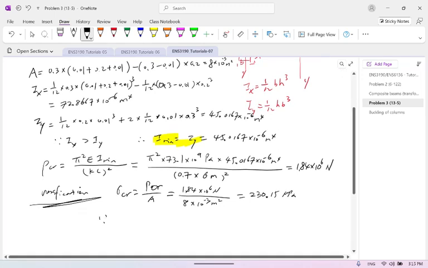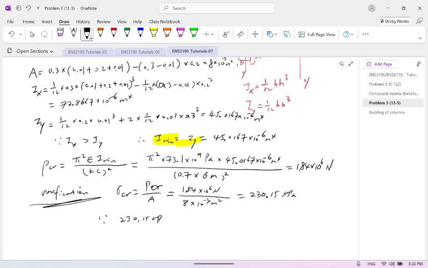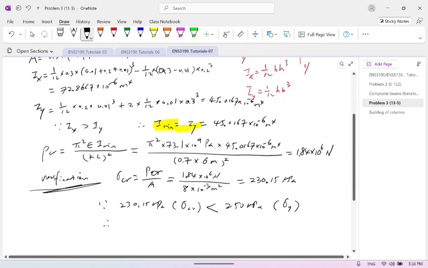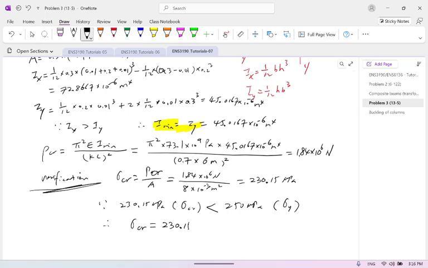So because 230.15 megapascal, this sigma CR is less than 250 megapascal. This one is for sigma 1. Sigma 1 is here. Okay? So sigma CR is equal to 230.15 megapascal. So PCR is equal to 1.84 times 10 to power 6 newtons.